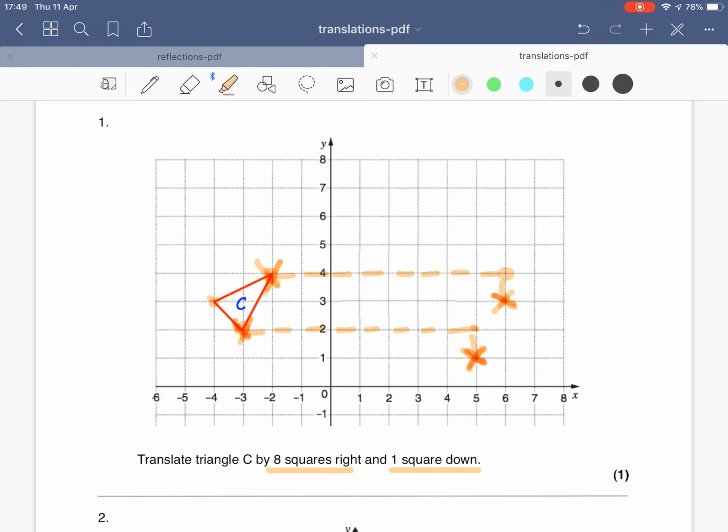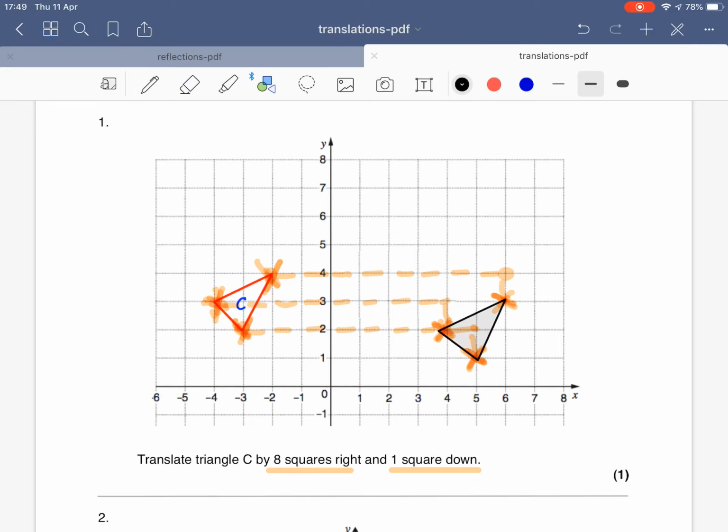So if you do all 3, you're not going to get confused. Okay, this is your exam. Do all 3. You've got the time. 1, 2, 3, 4, 5, 6, 7, 8. 1 down. So that's going to end up here. So this point is now here. So I can see I've drawn all 3 points, so I can now connect them up. And then I've translated that triangle.